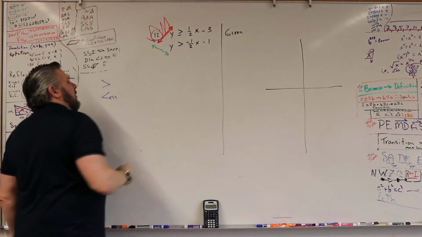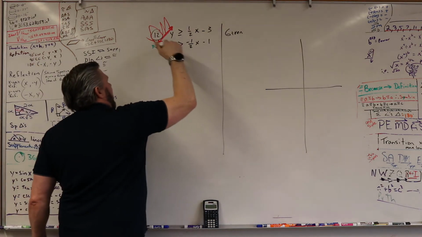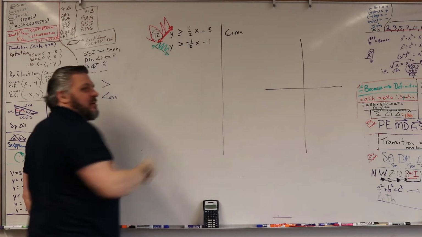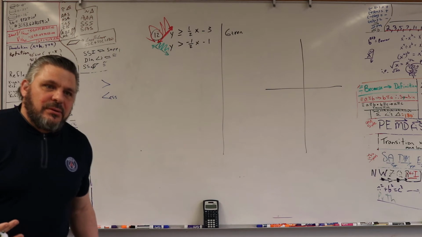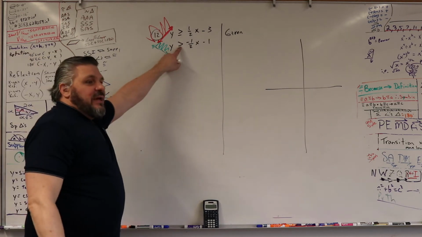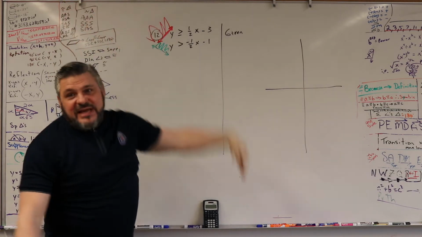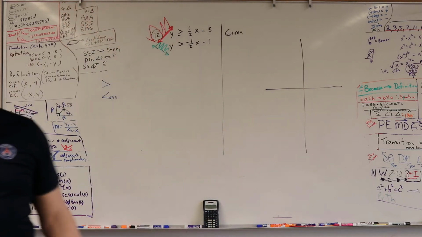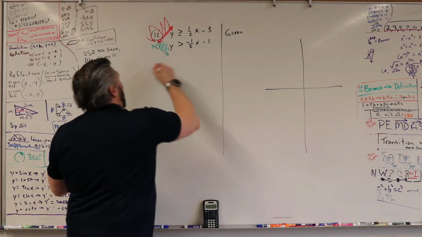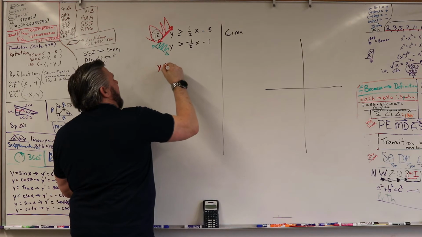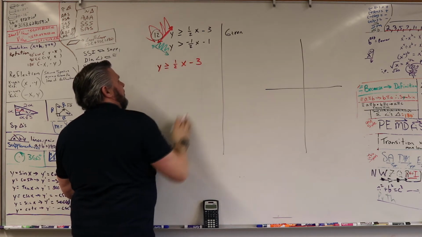Okay? Negative. But we're going to shade up, right? Up because it's greater than. Okay? Greater than, so we shade up. Negative slope, so it goes down. Does that make sense? All right. So that first one I'm going to rewrite. Y is greater than 1/2 x minus 3.